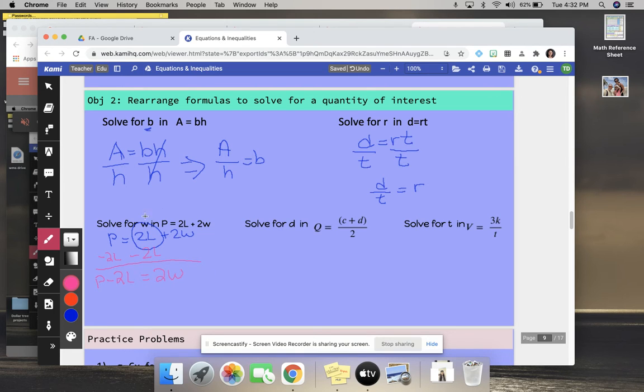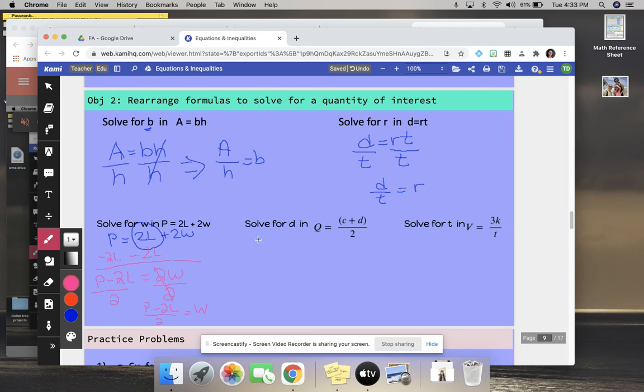Again, we're trying to solve for W. So now I'm going to divide by 2 because that was multiplying. And our final equation for W is going to be P minus 2L divided by 2 is equal to W.